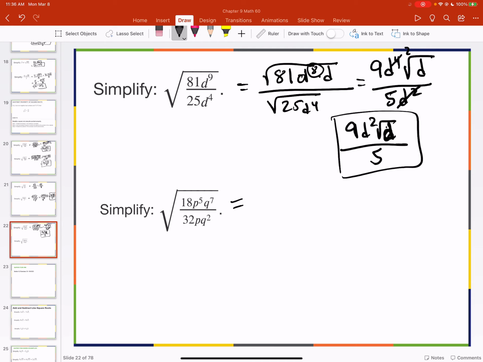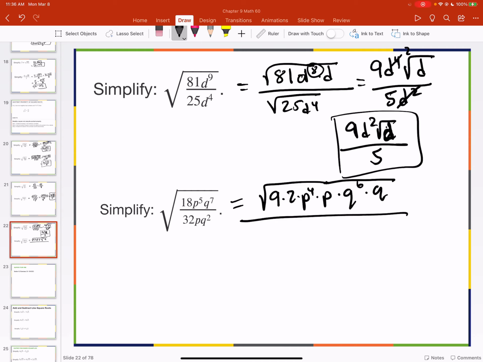Okay. Now, last one here, on the top we have square root of 9 times 2, p to the power 4 times p, q to the power 6 times q. How do I know again? I just take the largest, I separate the variables with the highest even number times 1 of it. So then we have here on the bottom, square root of 32 is 16 times 2, okay, times q squared times p, because these are the perfect squares.